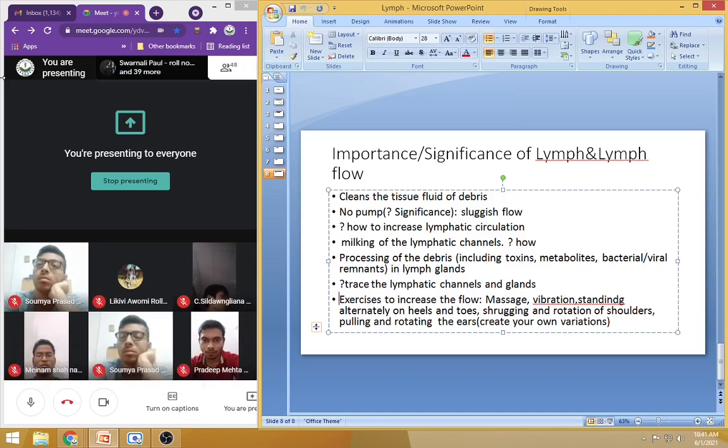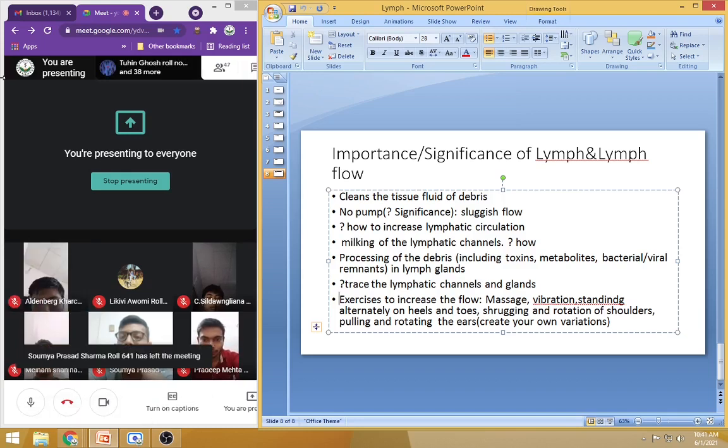Constant shrugging, right? Do it as exercise. Shrugging alternate shoulders or both shoulders together, right? Rotation of the shoulders. These are exercises just enough to move the muscles covering the lymphatics, right? Then pulling and rotating the ears.